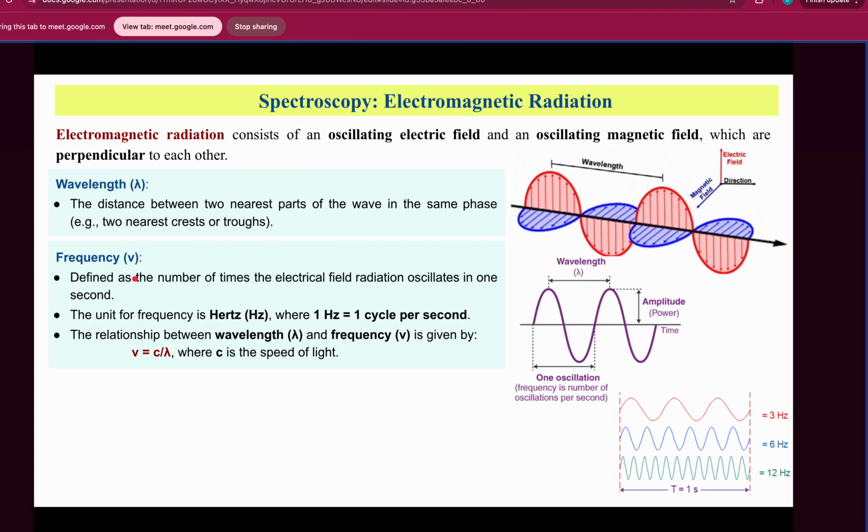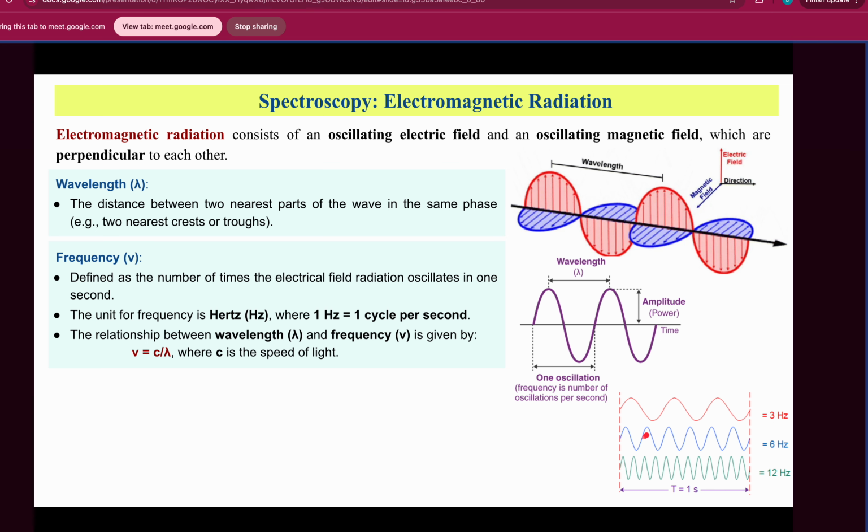And then comes frequency. Frequency is defined as the number of times the electric field oscillates in 1 second. So how many times is it oscillating in 1 second? For example, in this case, this entire area represents the time interval of 1 second. Our first wave, which is the red one, is oscillating 3 times. So its frequency is 3 hertz, which means there are 3 oscillations in 1 second.